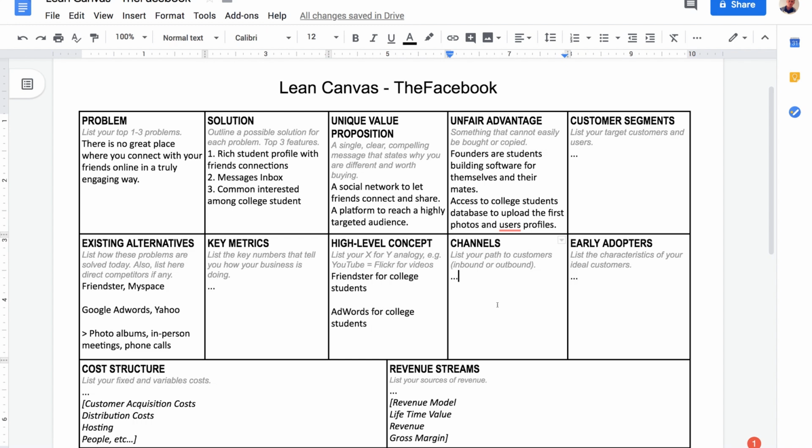Any social network needs to go viral to grow fast. Also, founders had an access to college community, so they probably made good use of it. So let's put it here as well. Viral sharing. It's like when you start sharing your stuff with other people, and this way you are spreading the word. We call it viral sharing. And student communities.